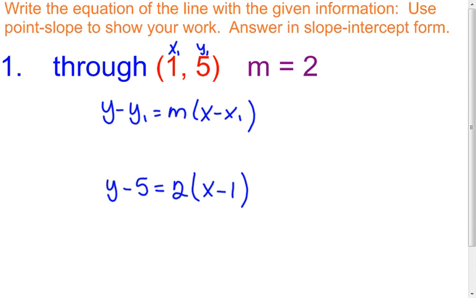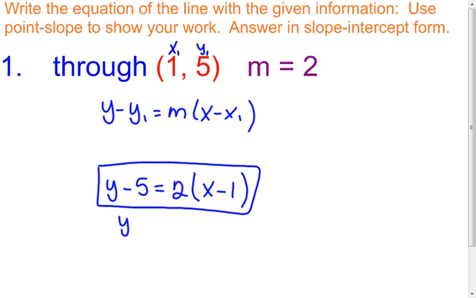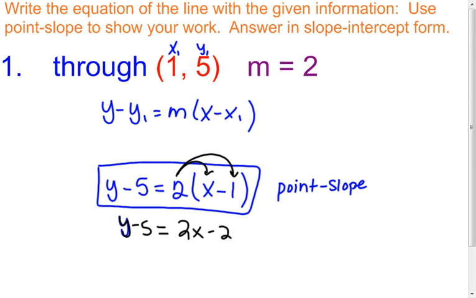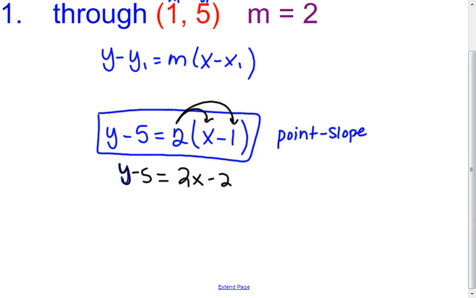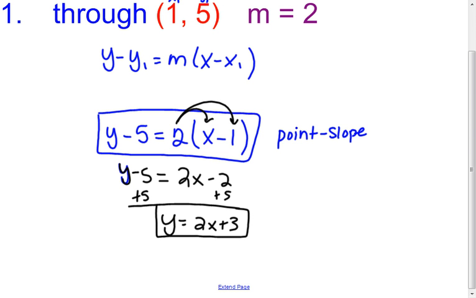Okay, so I have this, by the way, I should tell you this. This right here is in point-slope form. Okay, and then we want to get it to slope-intercept form. So I will have y minus 5 equals, I will have 2 times x, which is 2x, and 2 times negative 1, which is negative 2. And then you want to add that 5 over. And I'll have y equals 2x plus 3. This is slope-intercept form.